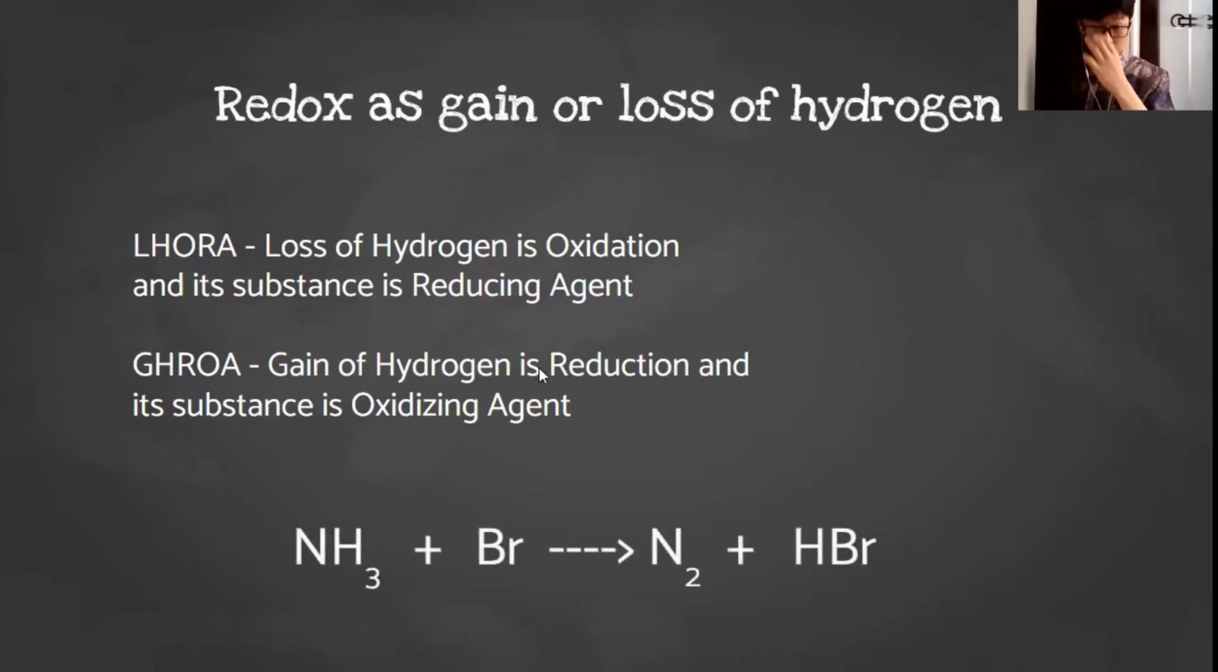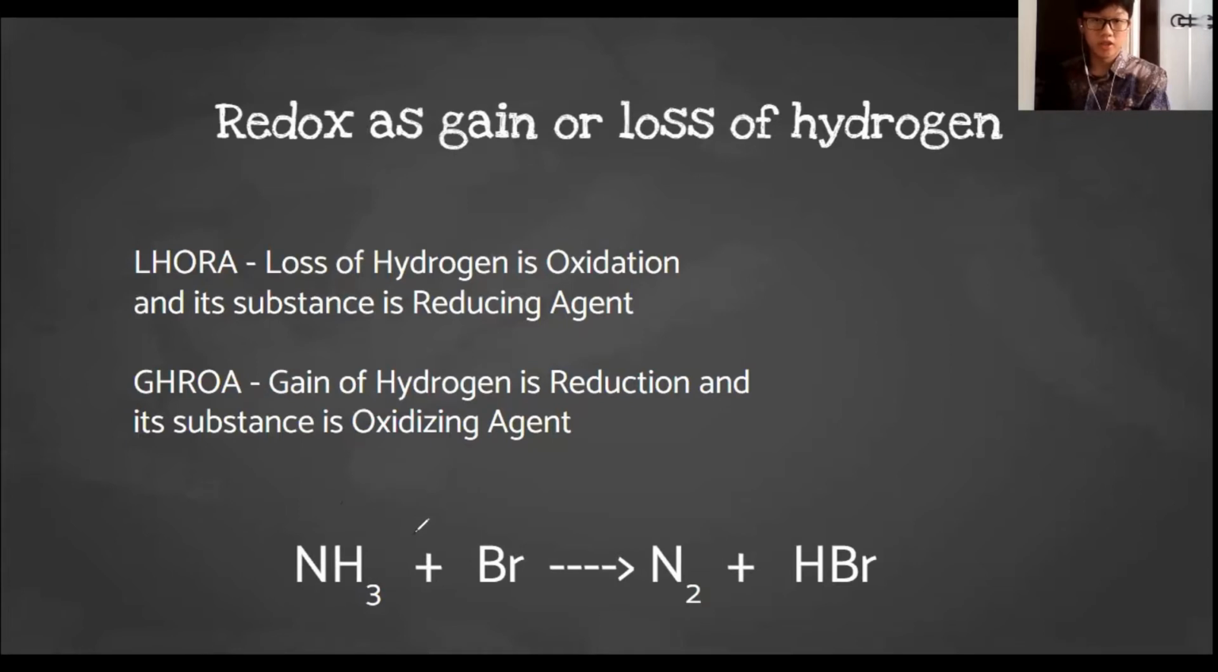Now for this example right here, as you can see, ammonia added with bromine will yield nitrogen gas and hydrogen bromide. So how do we tell which one is the oxidation reaction and which one is the reduction reaction? So follow the acronyms above.